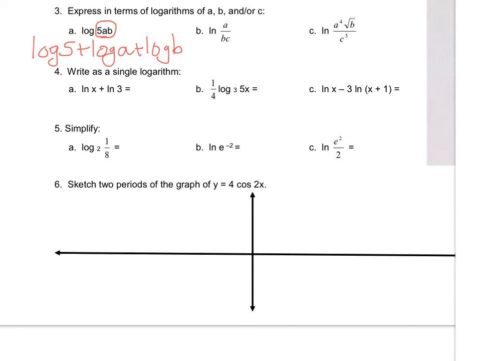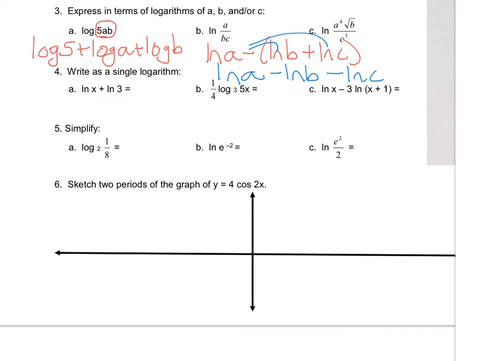When you have division in the argument, that's subtraction. But there's 2 ways to do B. Because you have a product in the denominator, if you include these parentheses, you can just subtract the ln of B plus the ln of C, or you can distribute that negative, and you have minus ln B minus ln C.